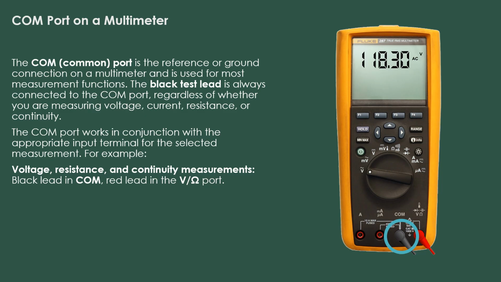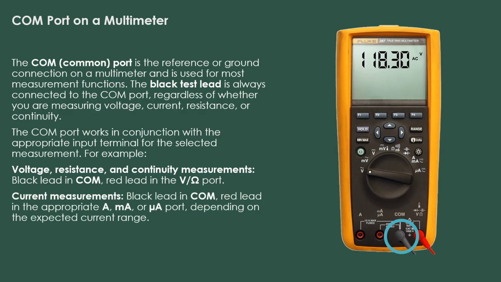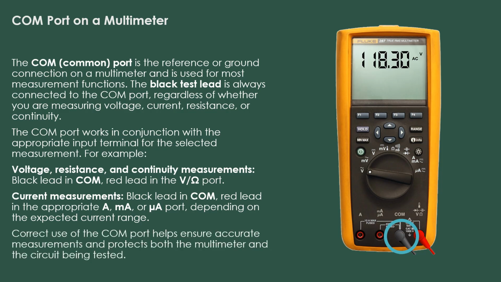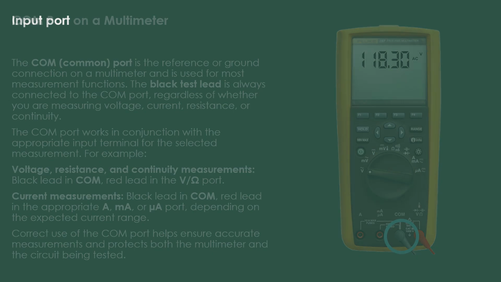For example, voltage, resistance, and continuity measurements: black lead in COM, red lead in the V/omega port. Current measurements: black lead in COM, red lead in the appropriate amp, milliamp, or microamp port, depending on the expected current range. Correct use of the COM port helps ensure accurate measurements and protects both the multimeter and the circuit being tested.